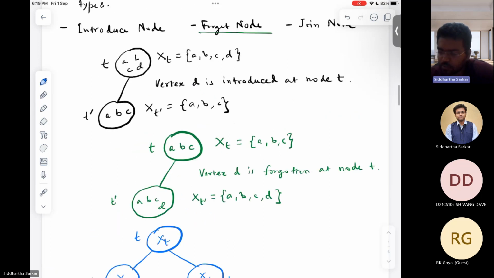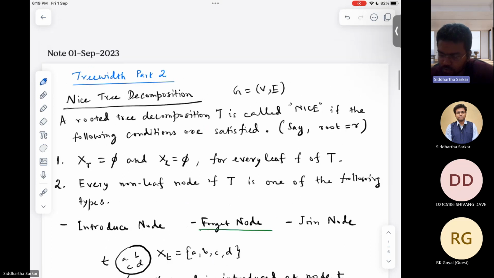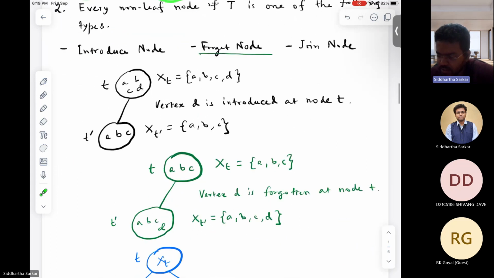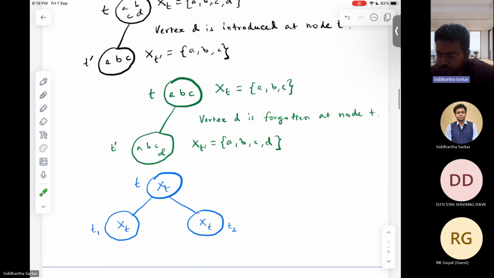Okay, so such a nice decomposition has these properties: the root should be empty, the leaf should be empty, and internal nodes should be like these. The basic idea is that whenever you are looking at a parent-child relationship, you are looking at identical bags or bags that differ by at most one vertex. That is going to help us in designing algorithms.